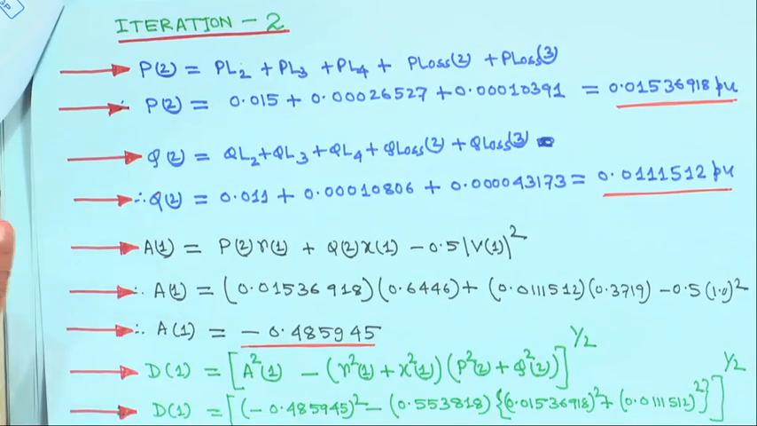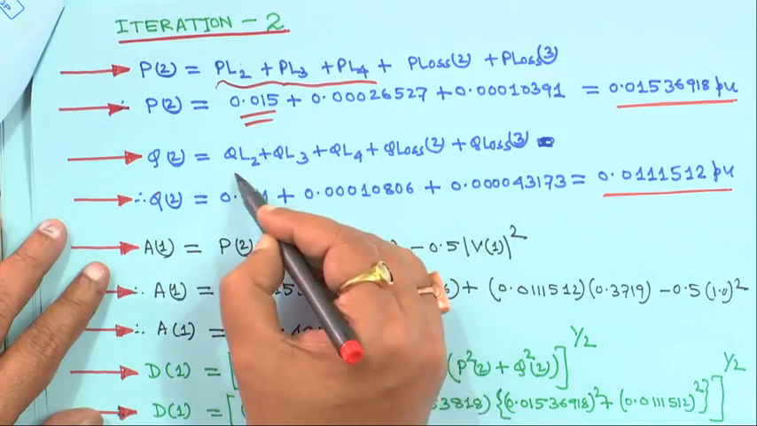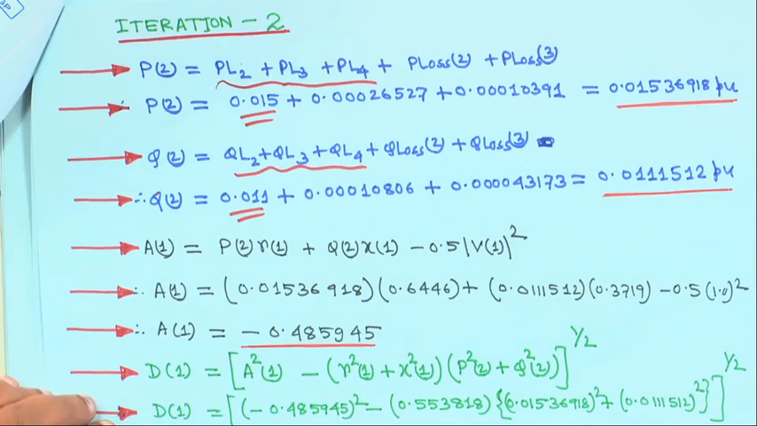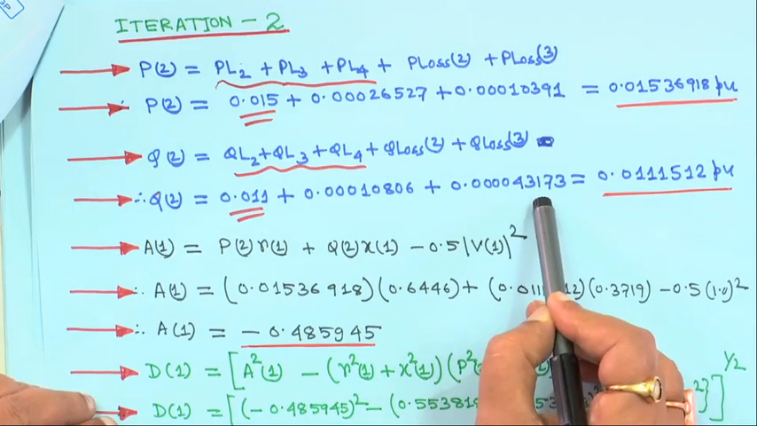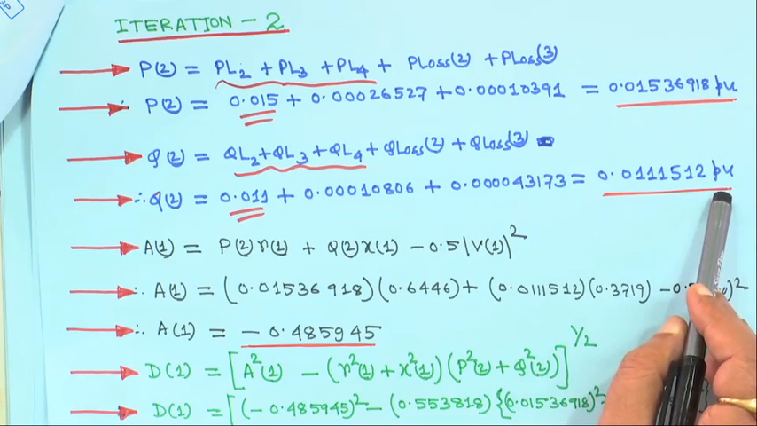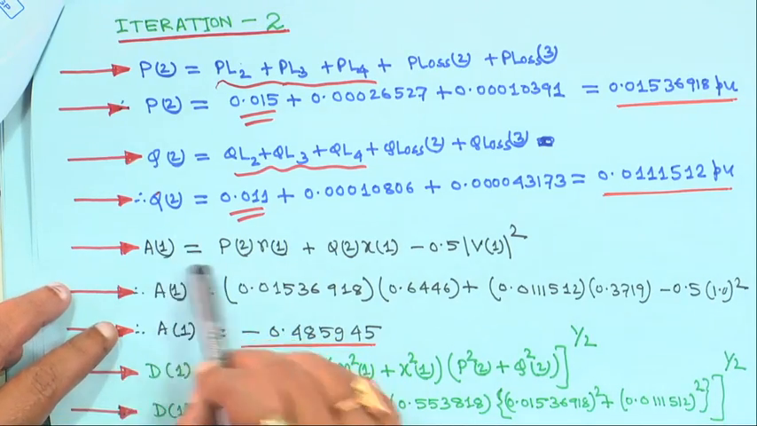So, plus Q loss 2 plus Q loss 3. So, it is coming 0.0111512 per unit, right.